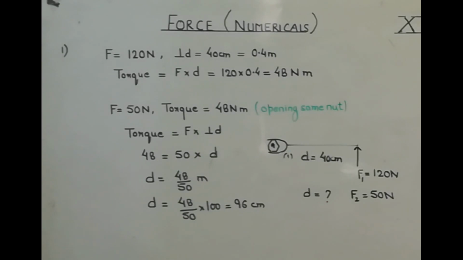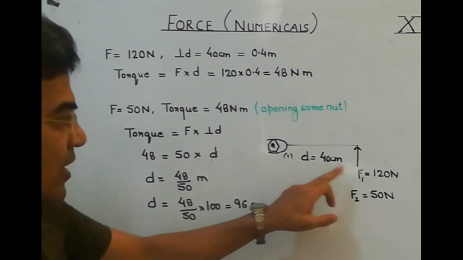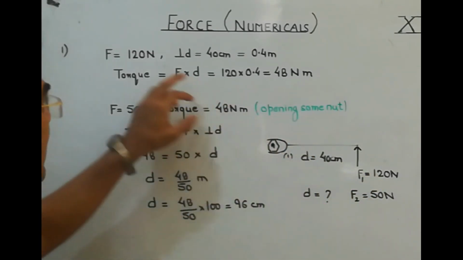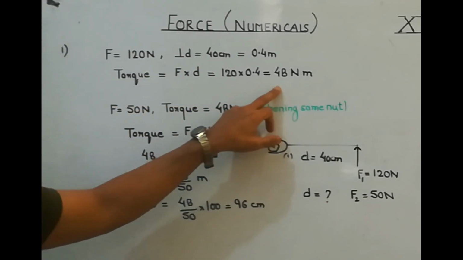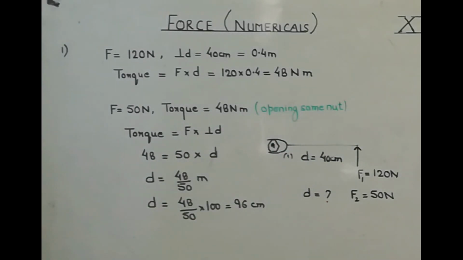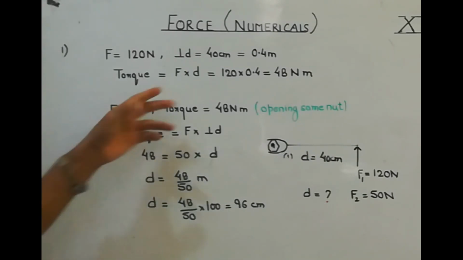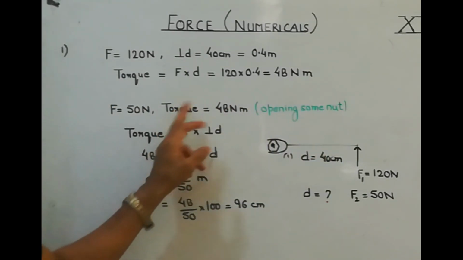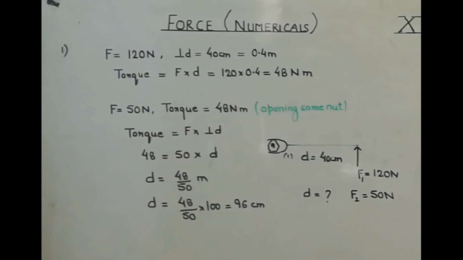In the first case, a nut was to be opened. The length of the handle was given 40 and the force required was 120. So we got the torque required, and the torque required will be 48 Newton meter. Now in case 2, he has to apply only the 50 Newton force to open the same nut. So torque required will remain the same as the first case. And now you solve it to get the distance that will give you the length of the handle. You can pause and note down this.